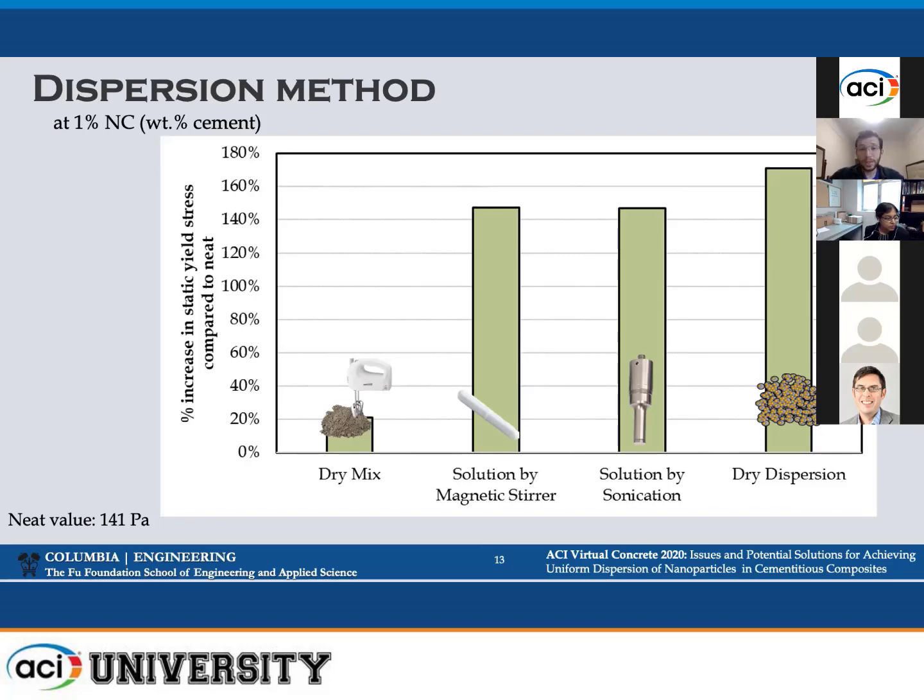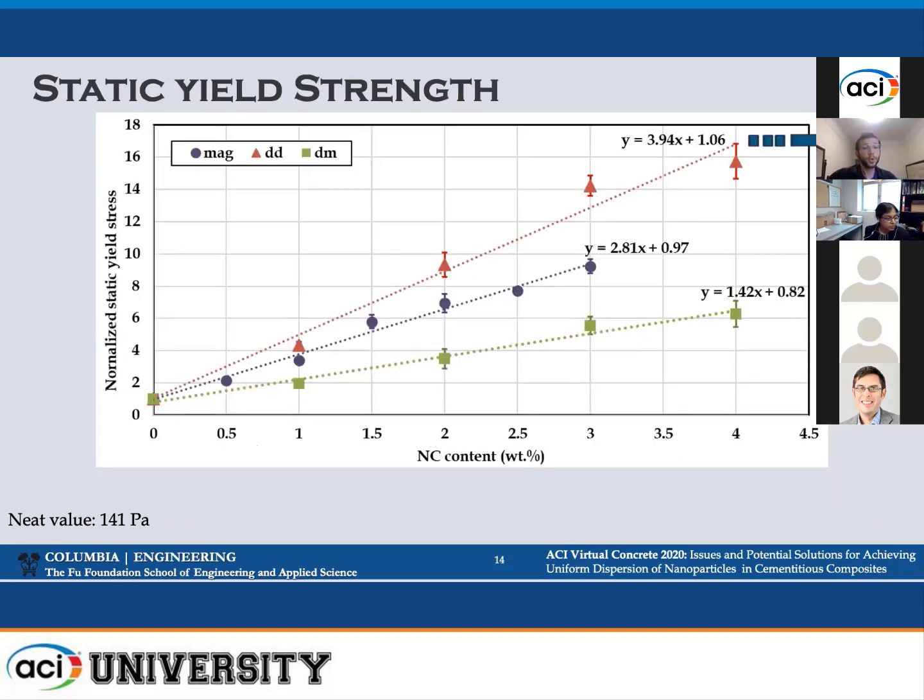So to be able to study these, we start to focus only on 3 dispersion techniques, dry mixing and stirring, since these 2 methods are the most common methods in literature, and then we add the dry dispersion method that we are introducing here. When we look at the results of the static yield strength with respect to the nanoclay content, we very clearly start to see that nanoclay efficiency in increasing the static yield stress relies greatly on the dispersion technique. By using magnetic stirring, for example, instead of dry mixing, we find a higher increase per 1% of nano content. And then with dry dispersion, we find a significantly higher efficiency.